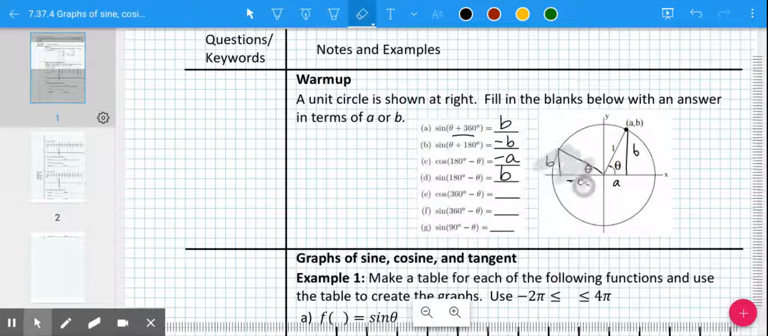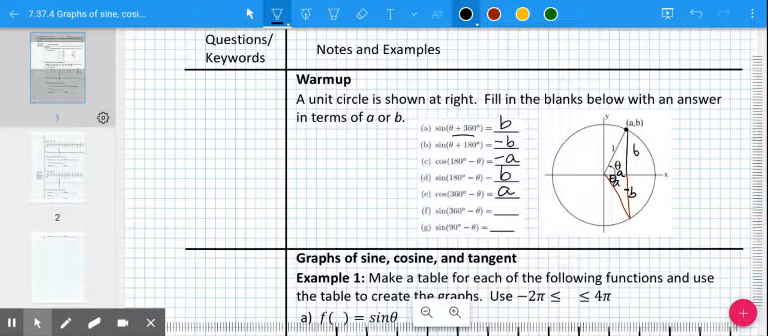So I'm going to go ahead and erase so I can draw again. E is cos of 360 minus theta. 360 minus theta would be this angle here. 360 and back up theta means that I have this triangle with the same reference angle. So again, I have side A and side B. Notice the side B is negative. So your cosine value here should be positive A.